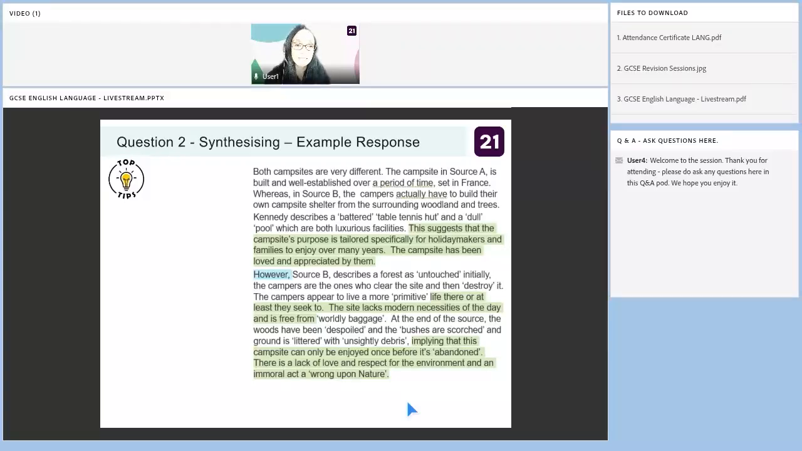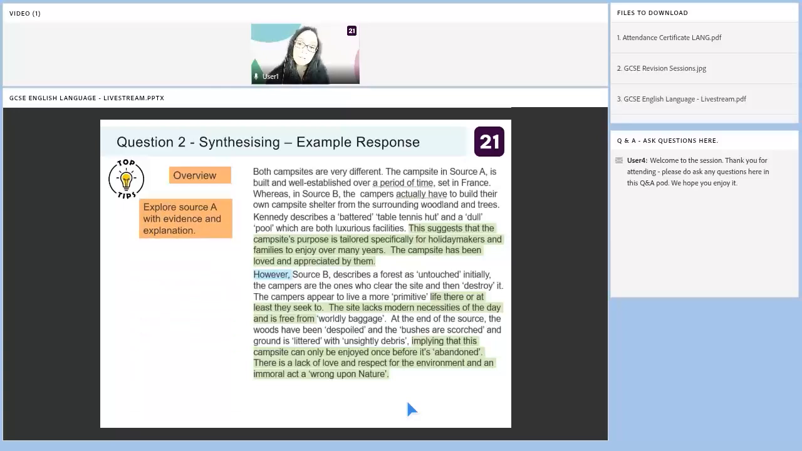So as you can see, this particular response is far more detailed. And this is the kind of detail that you need to be able to achieve a really good mark. So this candidate has given an overview sentence. Both campsites are very different. You only really need one overview sentence. You don't need to go into 3 or 4 sentences. And they've used the point, evidence, explain structure as they've started their synthesizing.